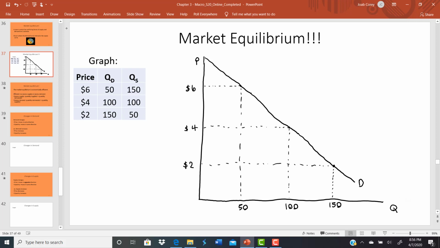Now, we also know that when it comes to the law of supply, sellers like to sell things at higher prices. So if they're only going to get $2 for selling the good, they might only be willing to produce and sell 50 of them. If they're going to get $4, they might be willing to produce and sell 100 of them. But if they're going to get $6, then they're going to be willing to produce and sell 150 of them based off of that chart. So again, we connect these dots, and we have an upward sloping supply curve.